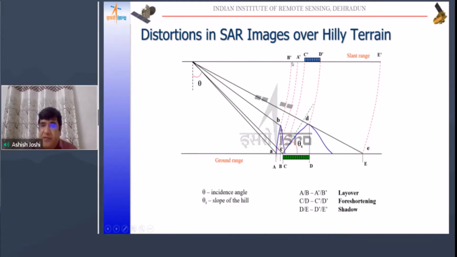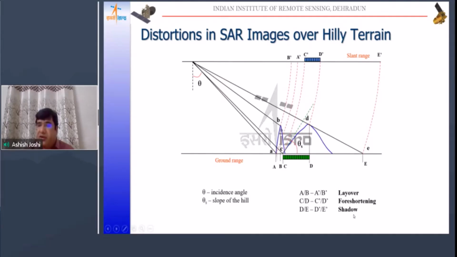What is the layover? If A and B are the points, then it will be imaged in reverse, so B dash and A dash. But in foreshortening, it will be compressed. This CD you can see will have C dash and D dash, meaning there is a compression of the image. I have also explained this in my last lecture: layover, shadow, and foreshortening.